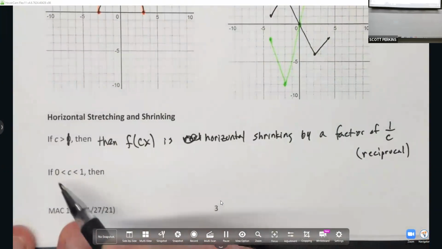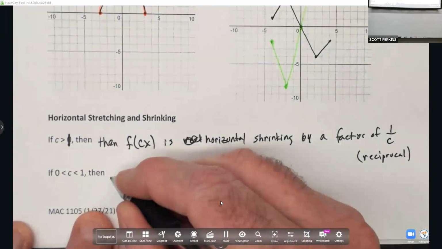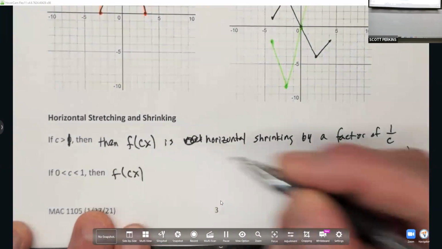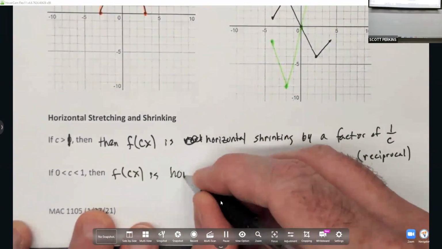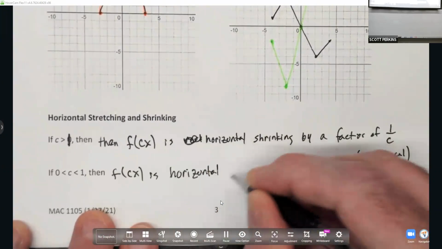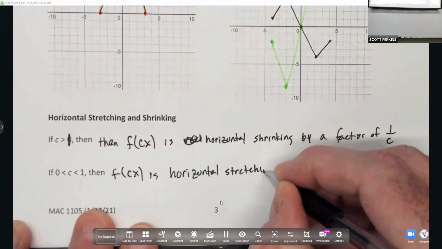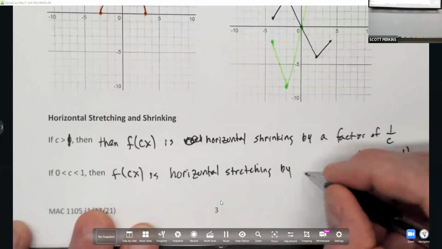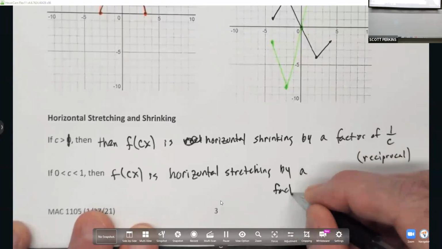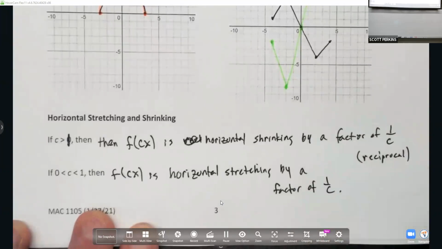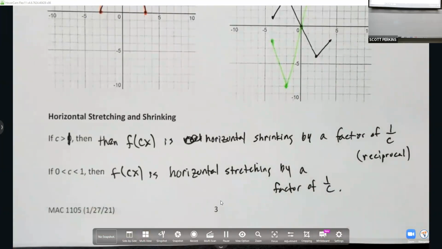So if c is a fraction between 0 and 1, then f of cx is horizontal stretching by a factor of 1 over c. Once again, I know that that's the fun math definition that you read in the book. I'm just giving that to you so you see it. All you need to remember is when the c is attached to the x, you multiply by the reciprocal. And the stretching and the shrinking is going to work itself out.